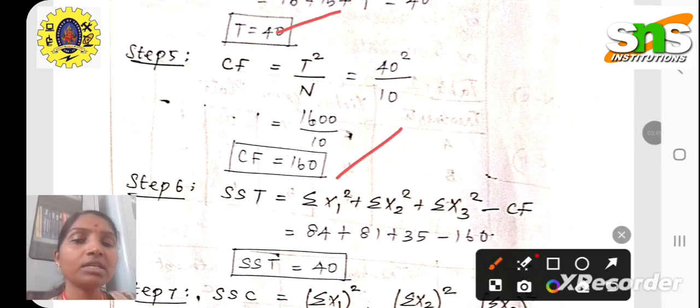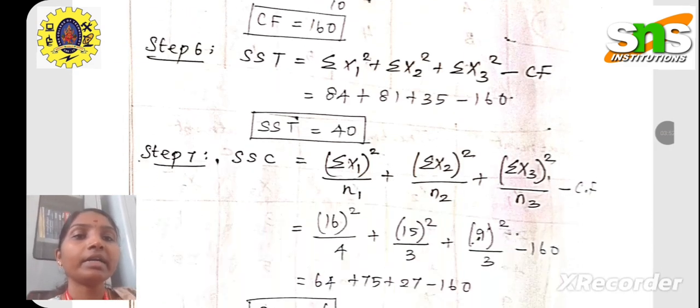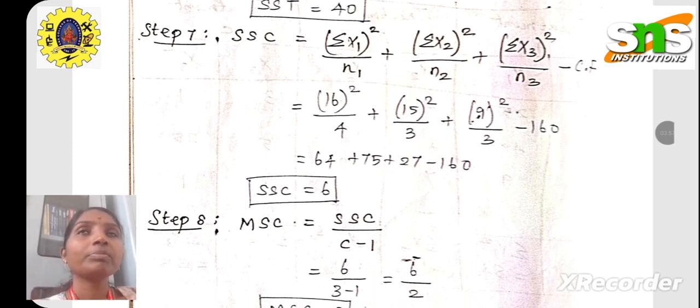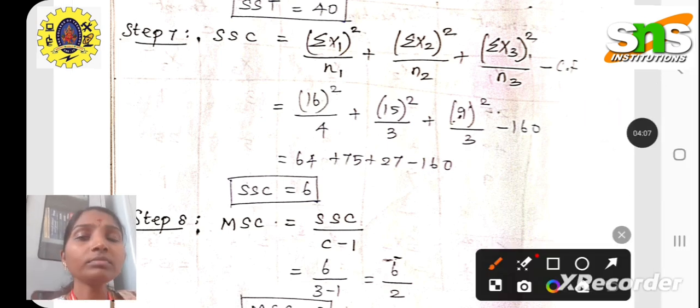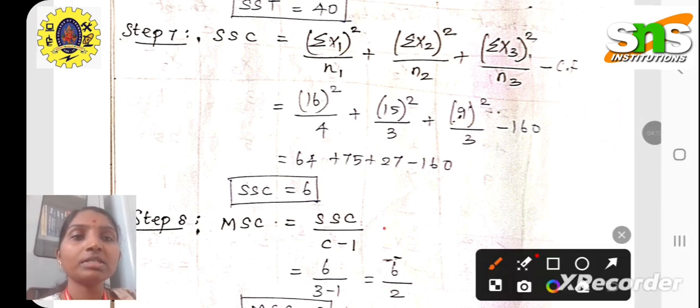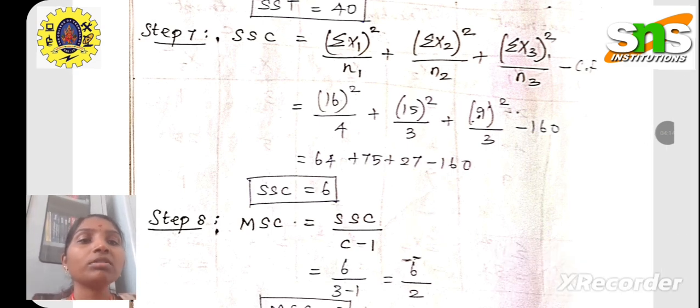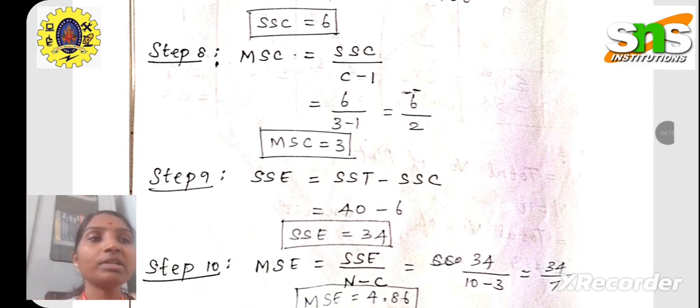And later, to calculate SST, what we have to do? We have to sum up the squares minus the correction factor, therefore this value is 40 again. And again we are going to see the value of SSC. What is SSC? We take summation of x1 the whole square divided by n1, plus the same for x2 and x3, minus the correction factor. Therefore SSC is equal to 6. And step number 8 is calculating MSC. What is MSC? SSC by C minus 1, where the degrees of freedom is C minus 1. On calculating it, we have got the MSC value to be 3.